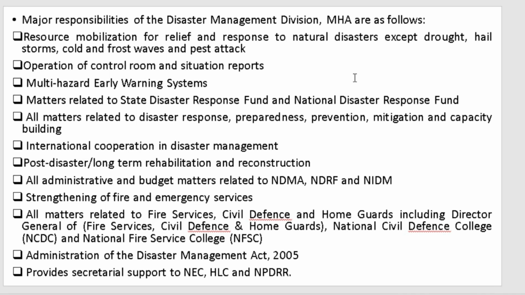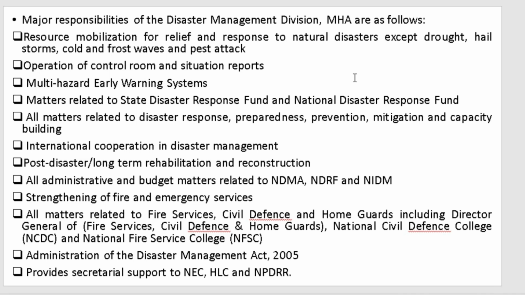Next, the disaster management division should be responsible for the State Disaster Response Fund as well as the National Disaster Response Fund, and all the matters related to disaster response, preparedness for the disaster, prevention of the disaster, mitigation and capacity building before and after the disasters happen. All this must be provided by disaster management. Moreover, in disaster management, at times we require some international cooperation, and that should also be provided. Then post-disaster reconstruction should be provided, and all administration and budget matters related to NDMA, NDRF and NIDM should be provided by the disaster management division.